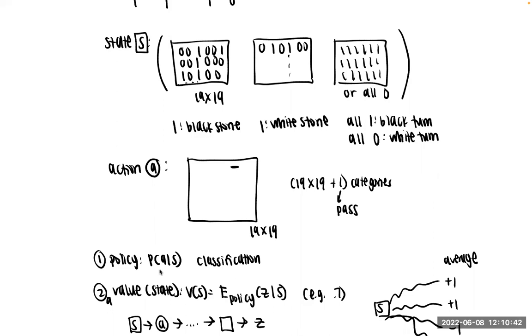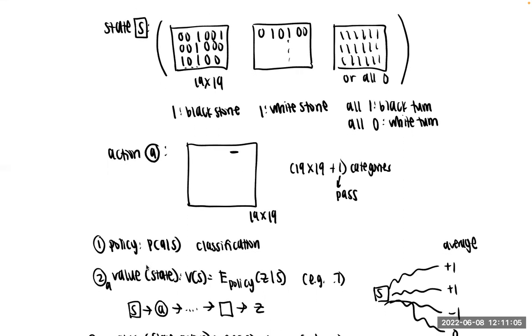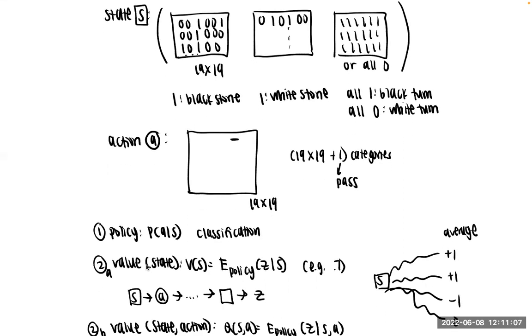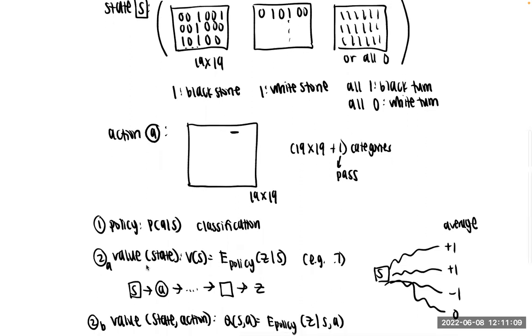It is often not deterministic, especially in the beginning stage, right? So for a state S, there may be many different choices following a certain probability distribution. So we model this policy often as a stochastic policy in the form of a conditional probability distribution or a classification network. And then we also have value.